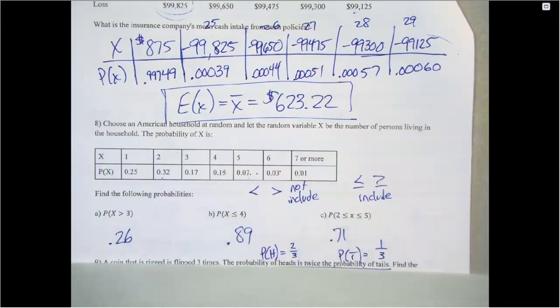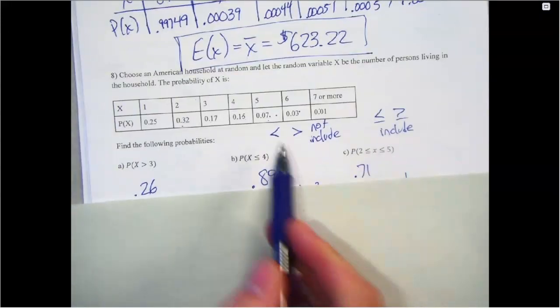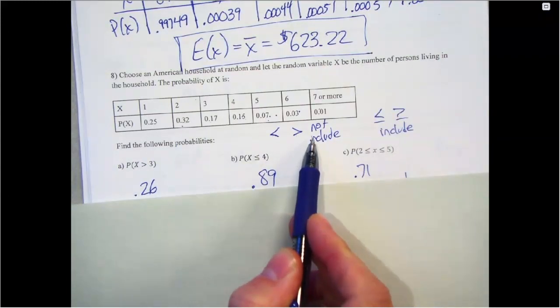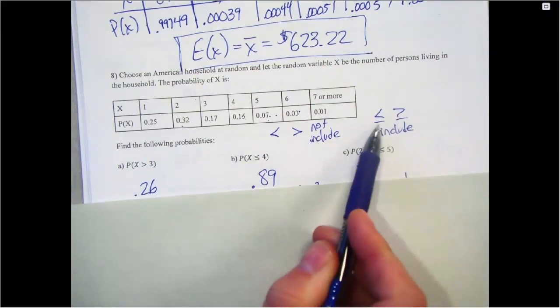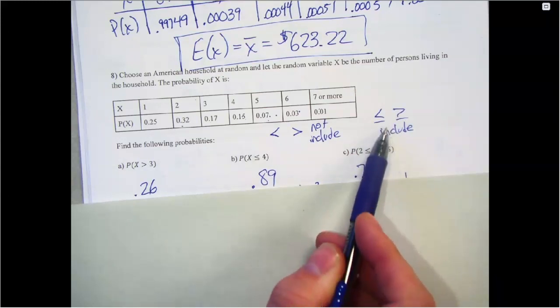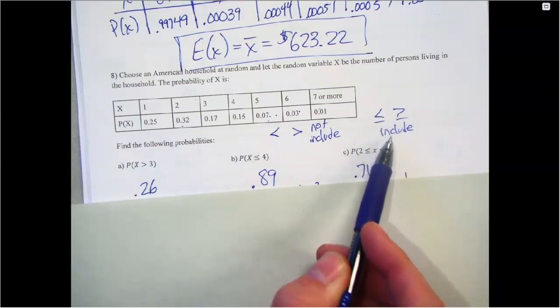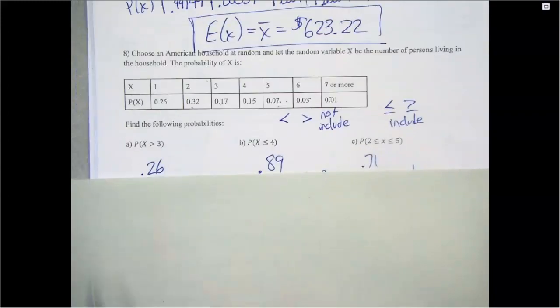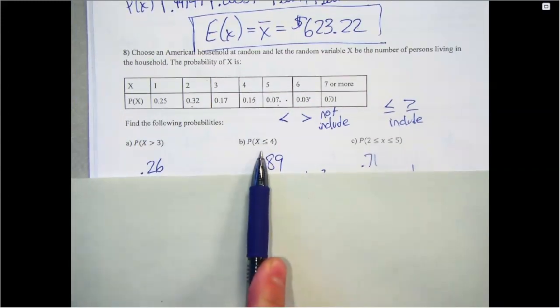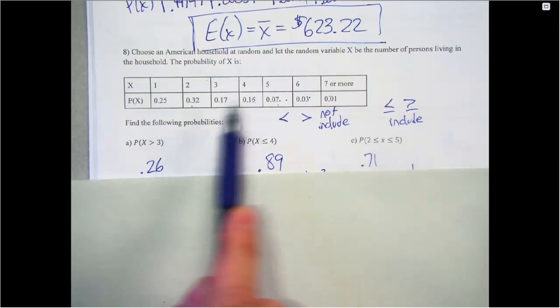All right, so 8. I don't think it's too bad. You're just looking at the table. Just remember that if you have the less than or greater than without the bar underneath, you're not including that number. And if you do have the bar underneath, you are including that number. So x is greater than 3 does not include 3, right? You just do 4, 5, and 6. Less than or equal to 4 would be 4, 3, 2, and 1. And I'm just adding those up.